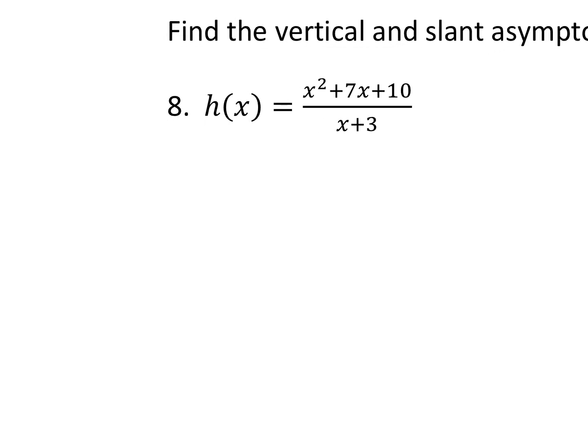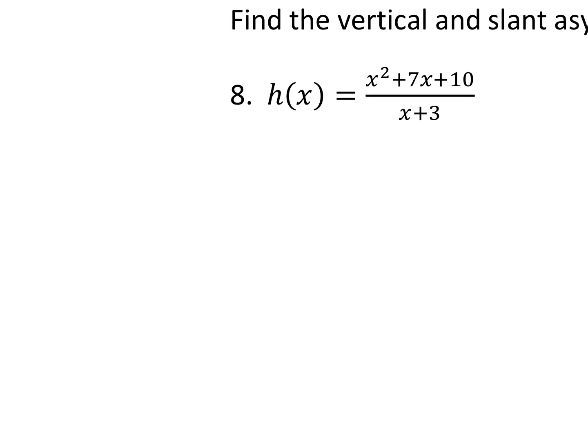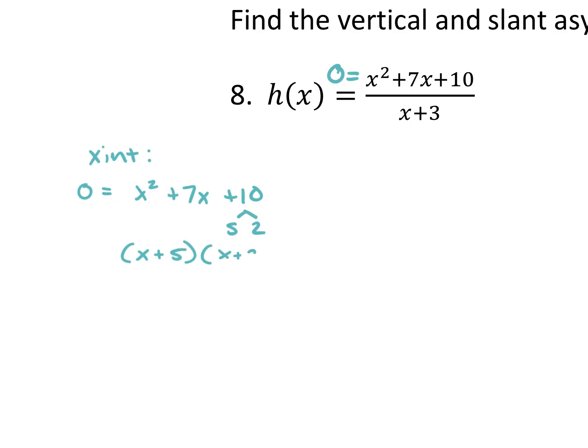All right, for number 8, let's find the x and the y intercepts. So starting with our x-intercepts, what do we do to find the x-intercept? Awesome. Set the numerator equal to 0. So we have 0 equals x squared plus 7x plus 10. From here we have to solve. What would we do to solve? Factor. What are 2 factors of 10 that add to 7? 5 and 2. So we have x plus 5 and x plus 2. So what would x equal? Negative 5 and negative 2.